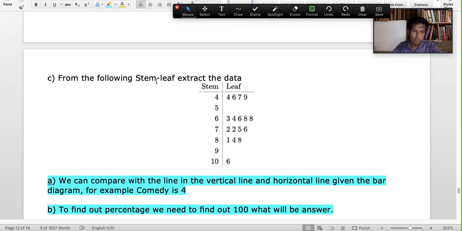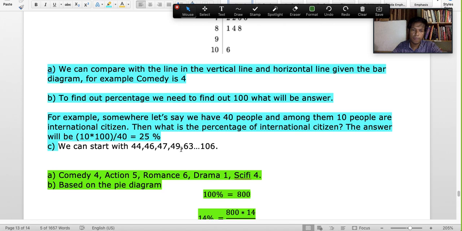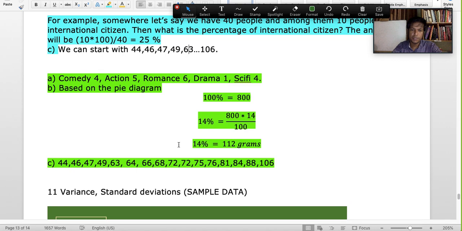This is about the stem and leaf, extracting the data. So this is like 44, 46, 47, 49, then 63. By the way, don't write 50 here. Don't write 50. Because if it is 50, then there will be a 0. So there is nothing here. So after 49, the next number is 63, like that. 49, then 63, like this. This is the math done here.